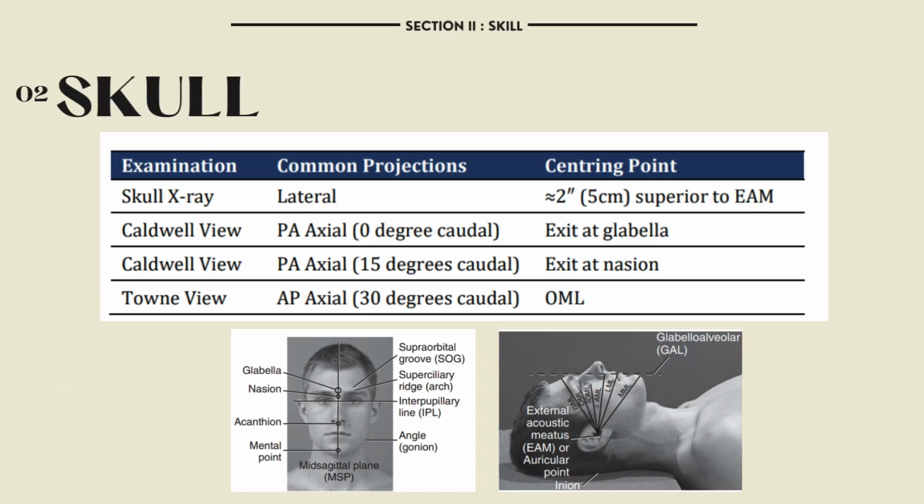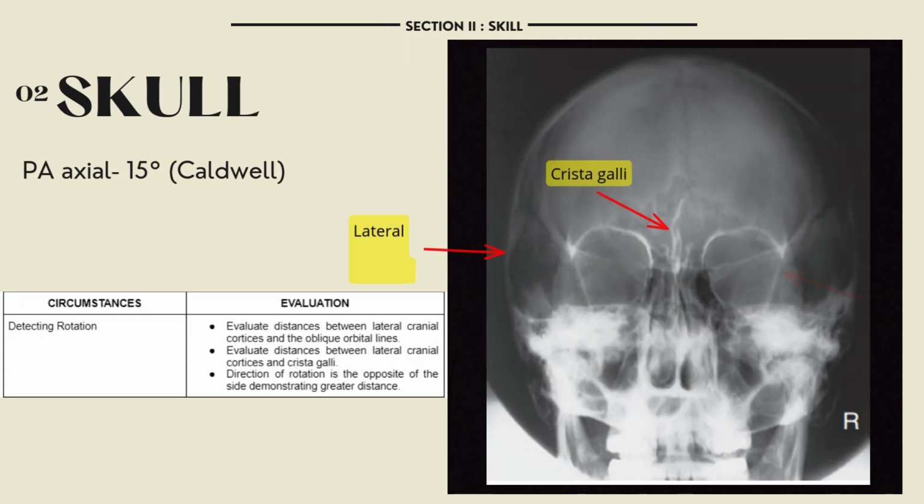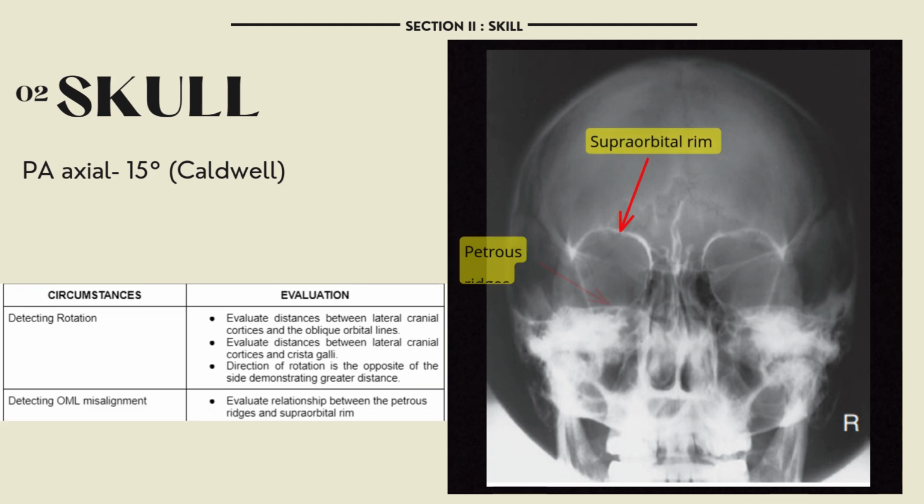Now, let's move on to the skull. There are 4 common projections related to the skull, but only lateral and Caldwell 15 degrees will be covered in this video. The skull radiograph should visualize the lateral cranial cortices, crista galli, and oblique orbital lines that help in detecting rotation by evaluating the distance between them. Meanwhile, the visualization of petrous ridges and supraorbital rims will help in detecting the OML misalignment.